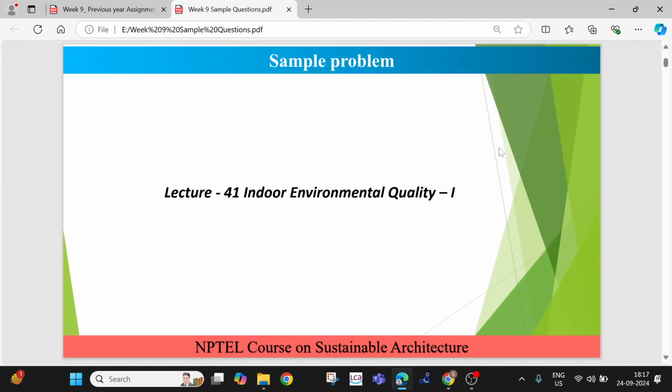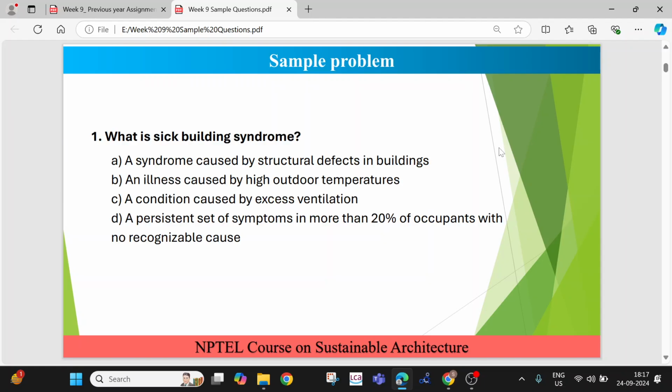So this is from lecture 41, Indoor Environment Quality Part 1. Try to answer this question based on how you understand the definition of sick building syndrome. From that you can answer question number 1. Which will be the most suitable answer for this question? Can anybody tell?